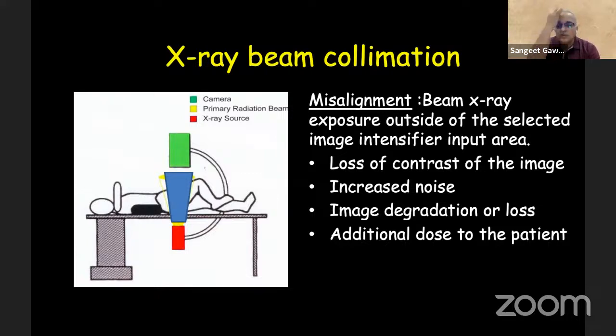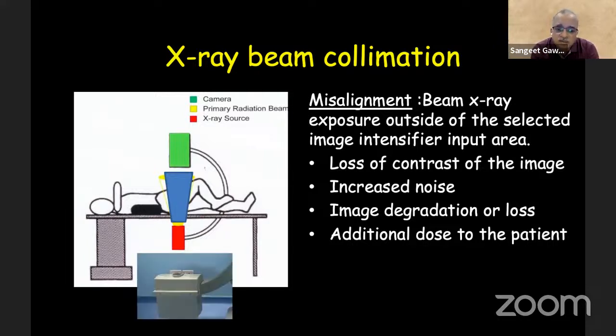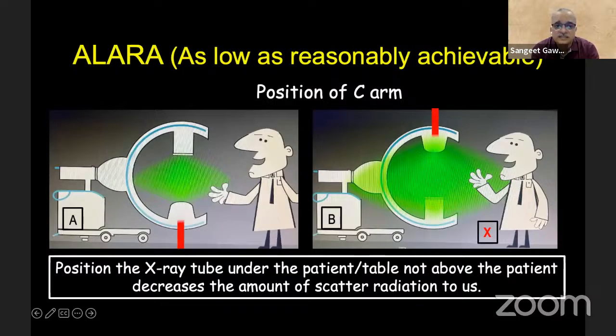So you have to be very careful when you are buying a refurbished image intensifier, and you must check this collimation every year. This part should be handled very carefully. It is through this X-ray tube that your radiation is going. If it is damaged or misaligned, then your radiation exposure is increased.